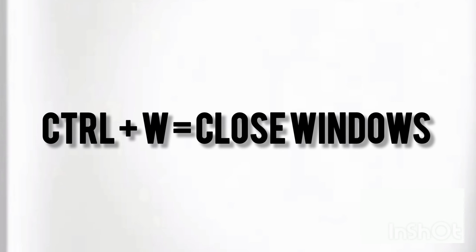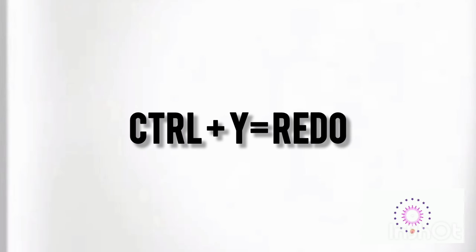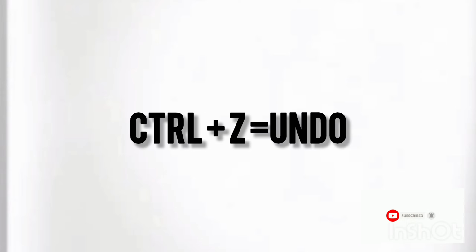Control plus W is for closing a window or tabs. Control plus X is used for cut. Control plus Y is used for redo. Control plus Z is undo.